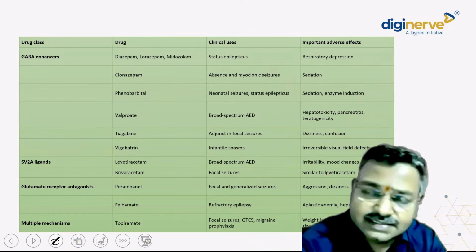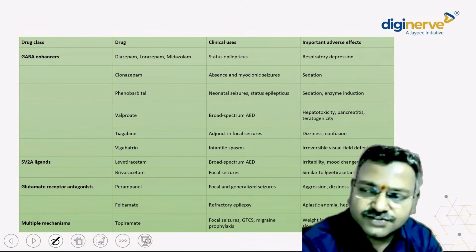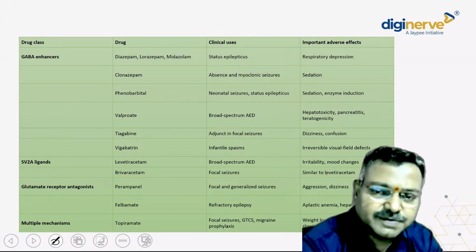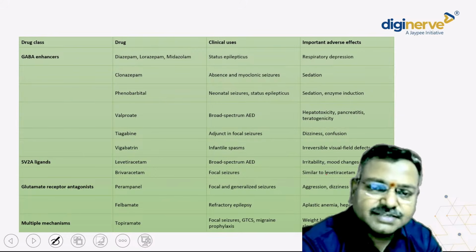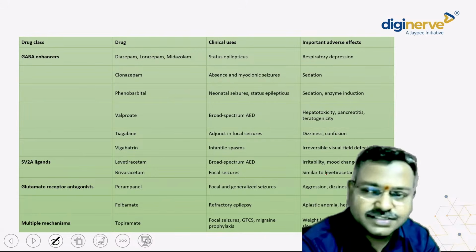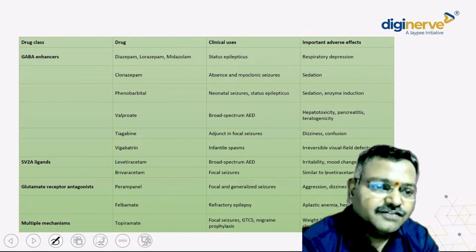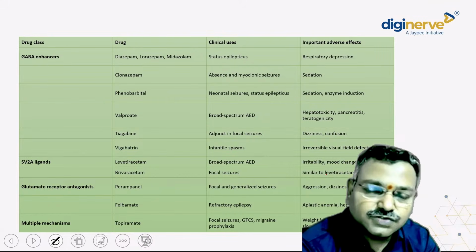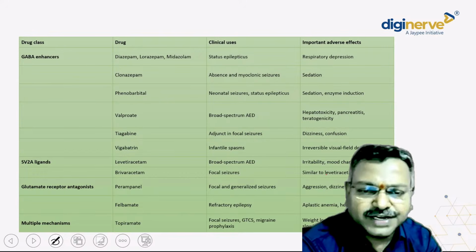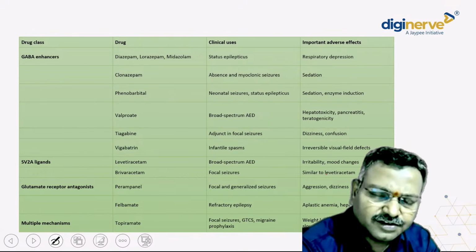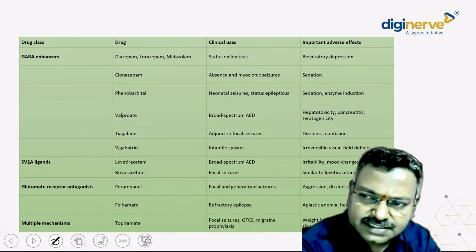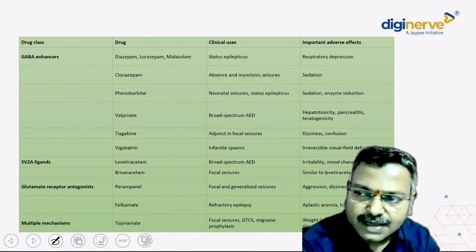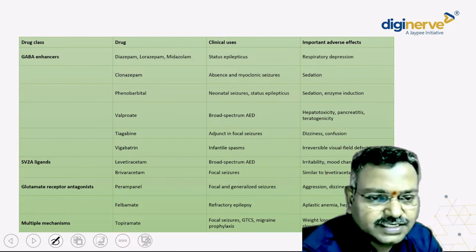GABA enhancers: the benzodiazepines, drug of choice for status epilepticus. If you give a higher dose parenterally, respiratory depression can happen. Clonazepam, drug of choice for myoclonic seizures. Sedation is a side effect. Phenobarbital, important side effect is enzyme induction, used for status only. Valproate has a wonderful effect for a variety of epilepsies, can be used for migraine also. Important side effects are teratogenicity, pancreatitis, and hepatotoxicity.